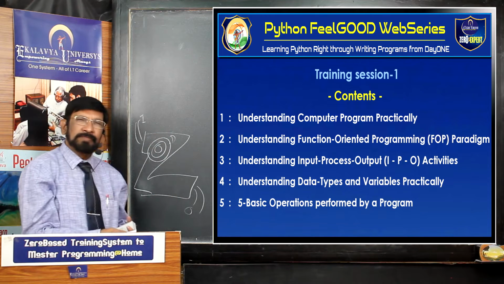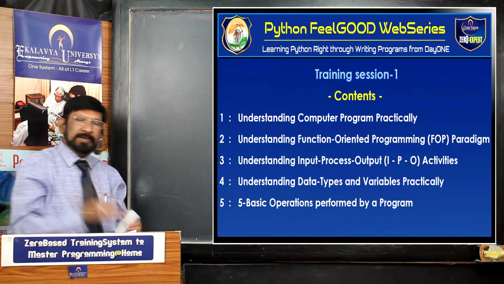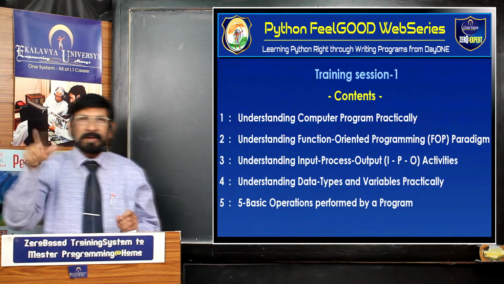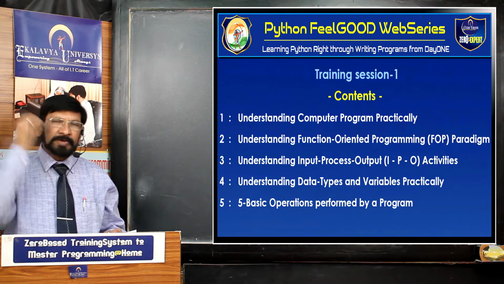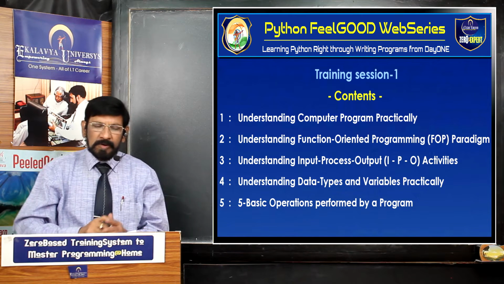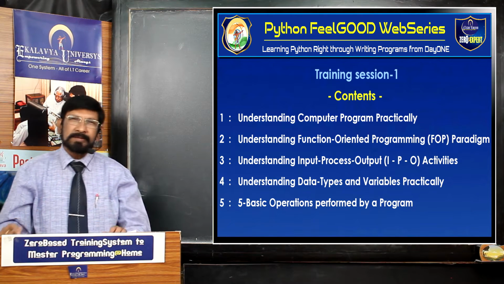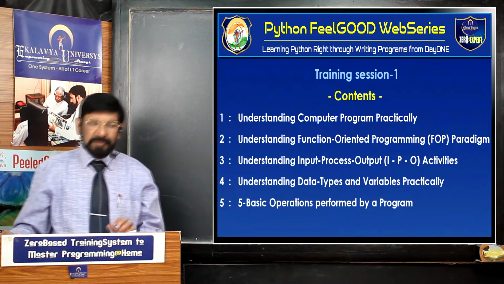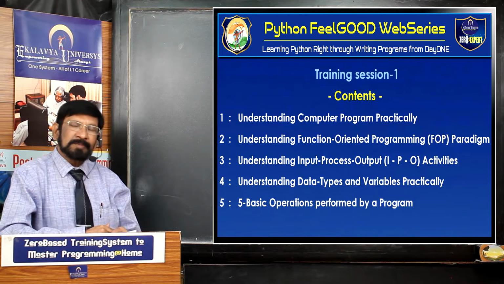So IPO. In the same manner, any system you take, it takes some input, it processes it, and delivers the output. You take your brain. Brain also, you pose a question to your brain, it processes it, and it gives the answer. So understanding IPO activity is very important. That's the most basic concept that you have to understand in third concept. Fourth one is data types and variables.